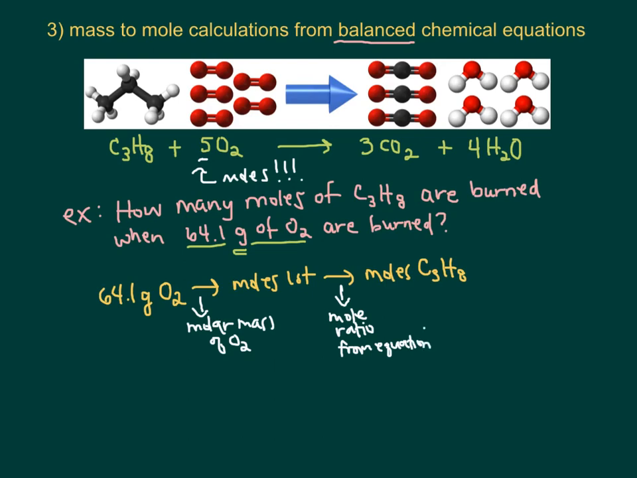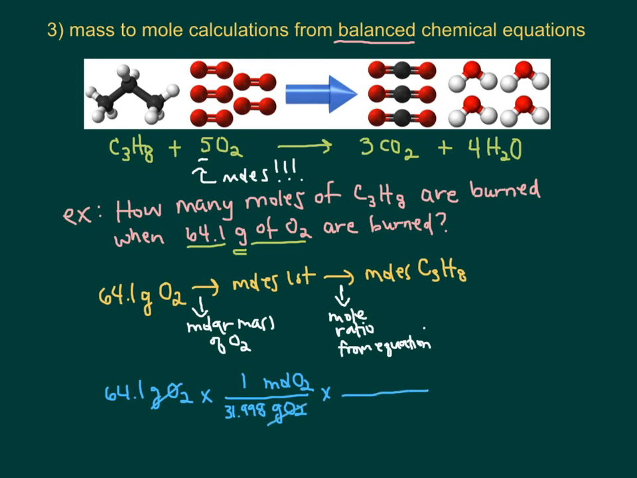So let's do that. So we'll start with our 64.1 grams of oxygen. And we're going to do two conversions here. The first thing we're going to do is convert grams of oxygen into moles of oxygen. So we're going to need to add up the molar mass of O2. I just did that, and O2's molar mass, 1 mole of O2, weighs 31.998 grams. Okay, so once we've done that, that means we've converted grams into moles of oxygen.